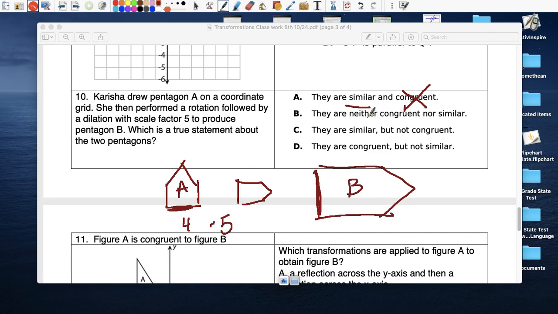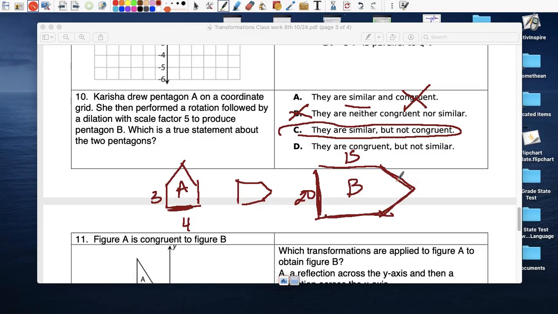But that's not true. They are neither congruent nor similar. That's false. They are similar but not congruent. That's the one we want. They're not congruent anymore, right? The sides all measure something else. So if that was a 4, this is now a 20. If that was a 3, this is now a 15, and so on. All the dimensions here grew by a particular factor, in this case 5. So they're similar but not congruent.